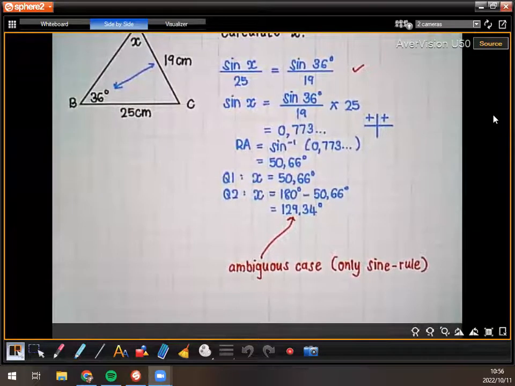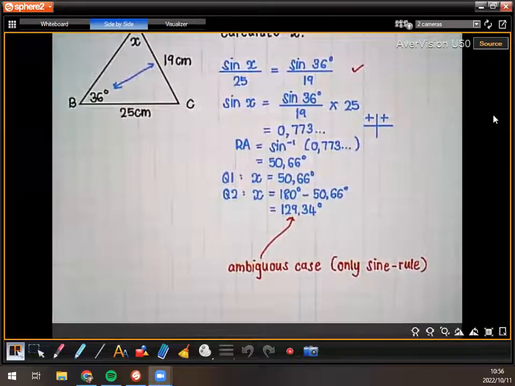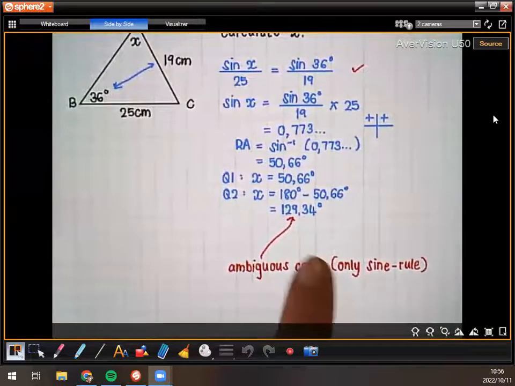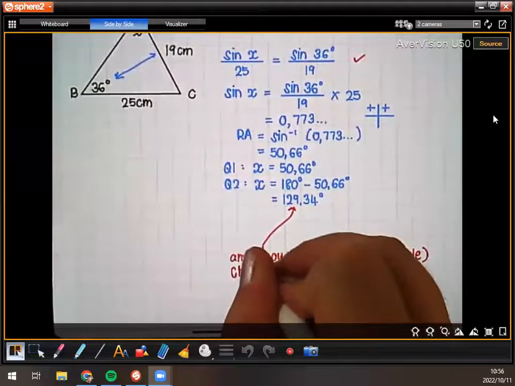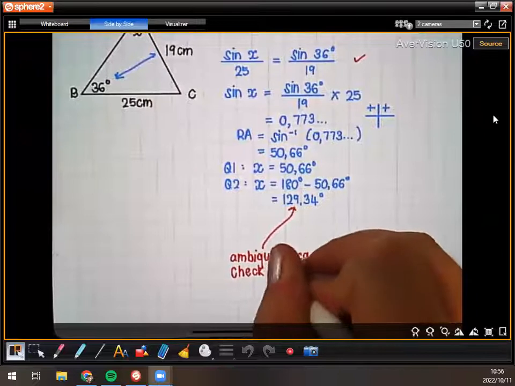So guys, what you're going to do, right? If you're finding an angle with the sine rule, you're going to calculate both, right? You always have two possible answers. Then you have to check the second one. Okay, so I'm going to write here, check the quadrant 2 solution.